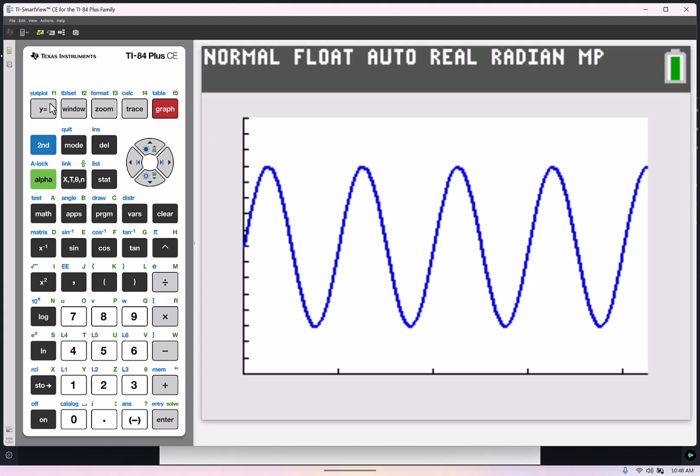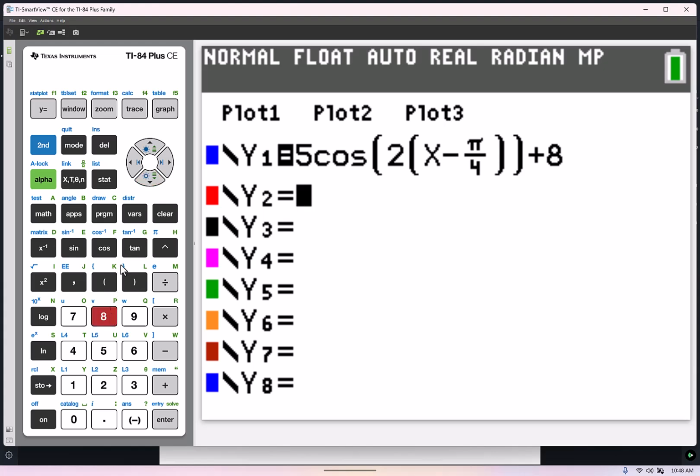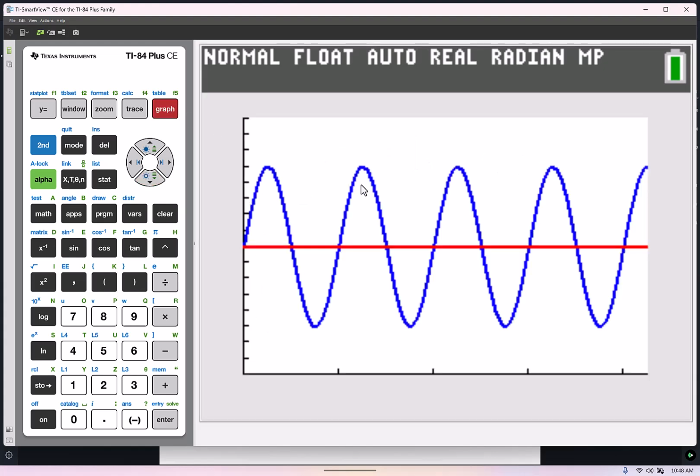I actually want to see the midline. I'm going to go back to Y equals. I'm going to go to Y2 and put 8. You don't have to do this. I just want to see it because I'm going to test it right now. All right, here we go. Here's the test, so you can make sure that you always get it right.